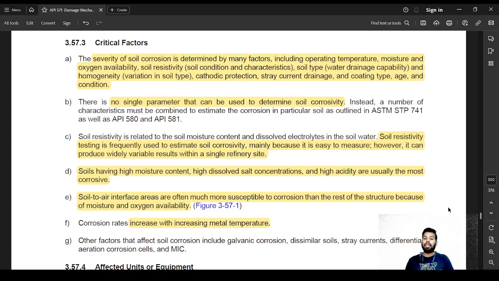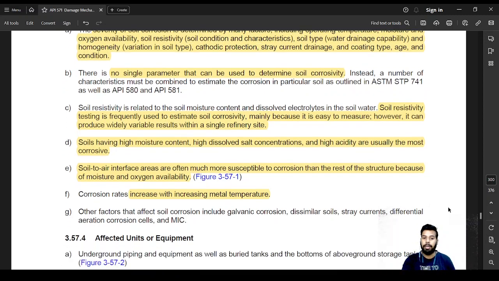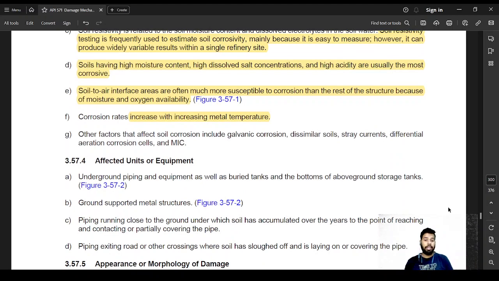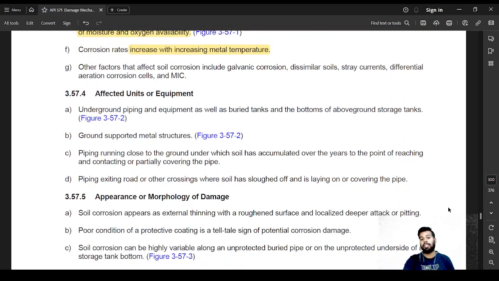Soils having high moisture content, high dissolved salt concentrations and high acidity are usually most corrosive. Soil to air interfaces are often much more susceptible to corrosion than the rest of the structure because of moisture and oxygen availability. Corrosion rates increase with increasing metal temperature, and other factors that affect soil corrosion are galvanic corrosion, dissimilar soils, stray currents, differential aeration corrosion cells and microbiologically induced damage.